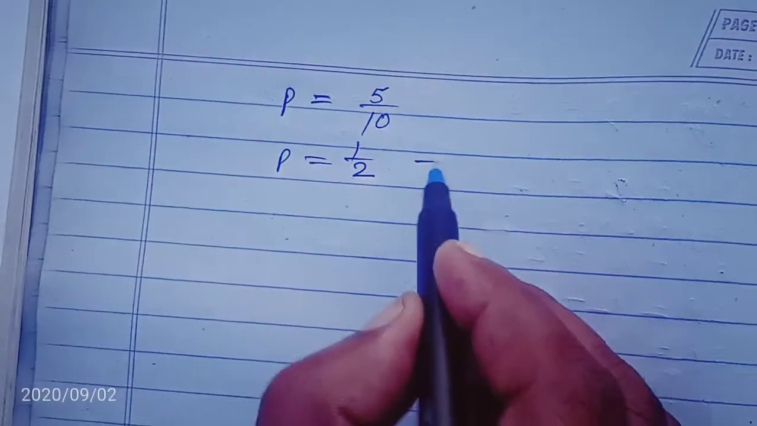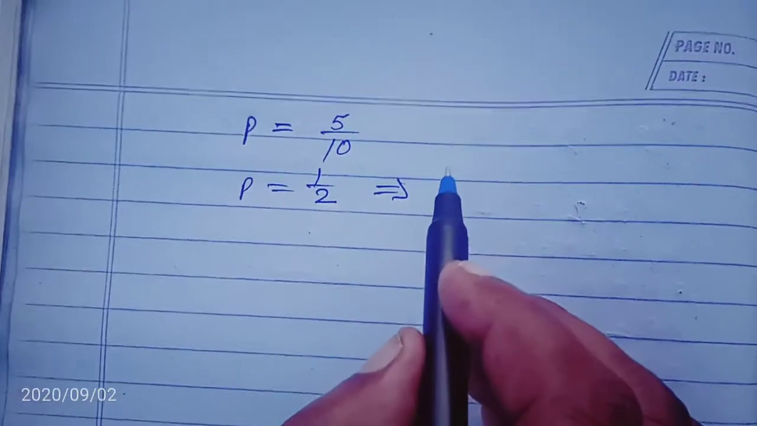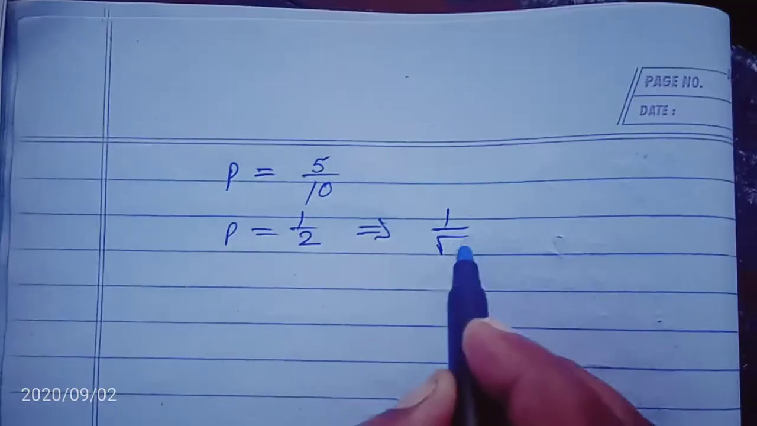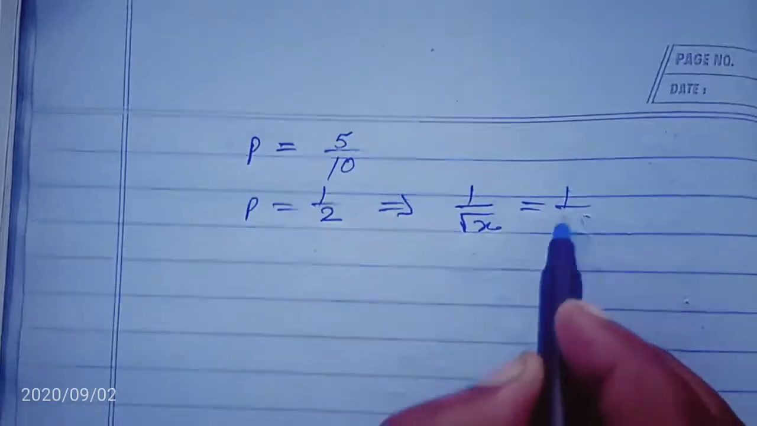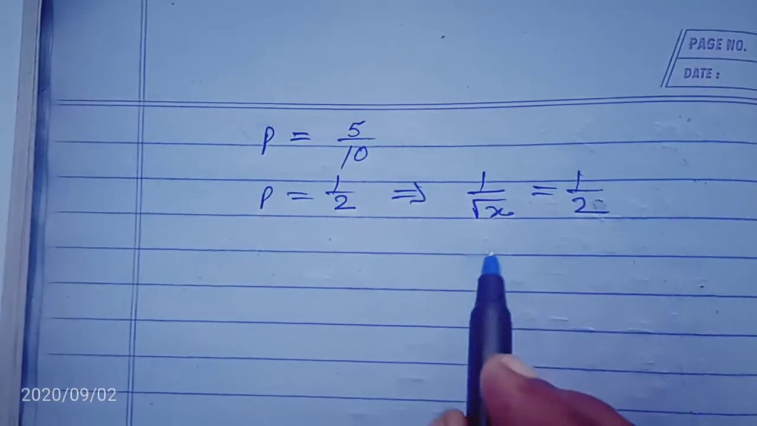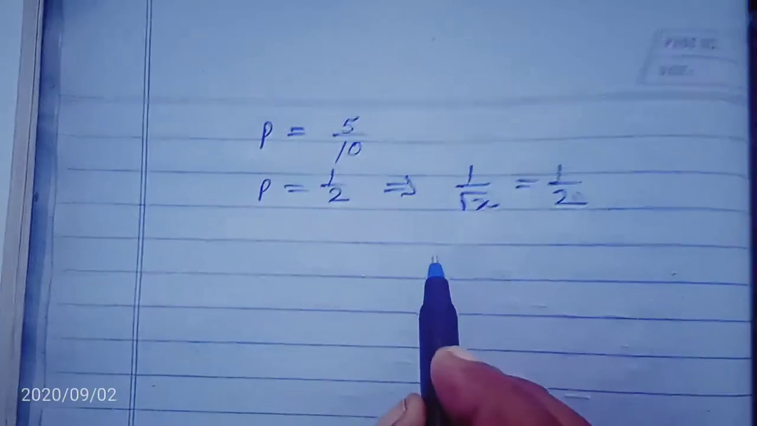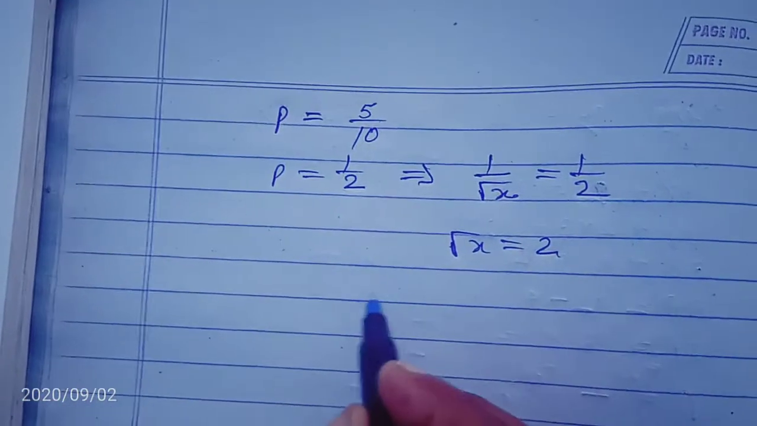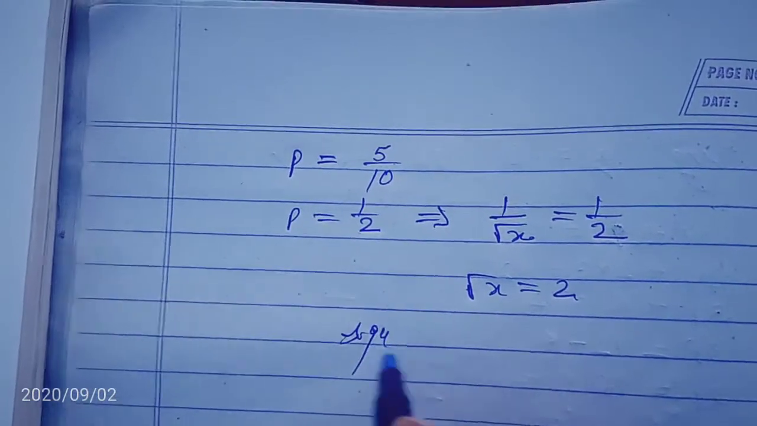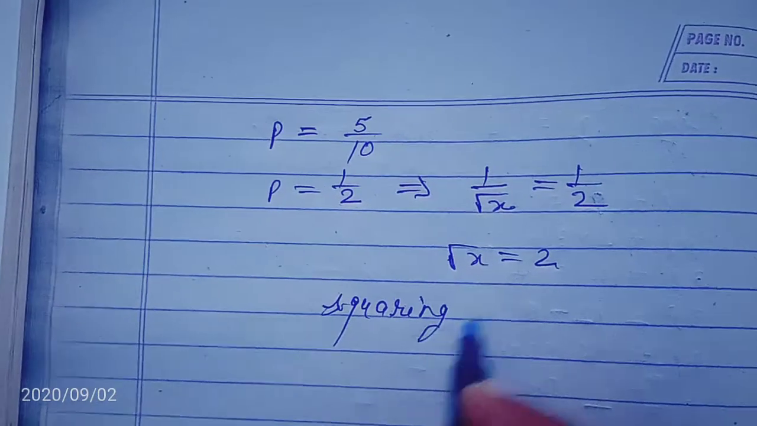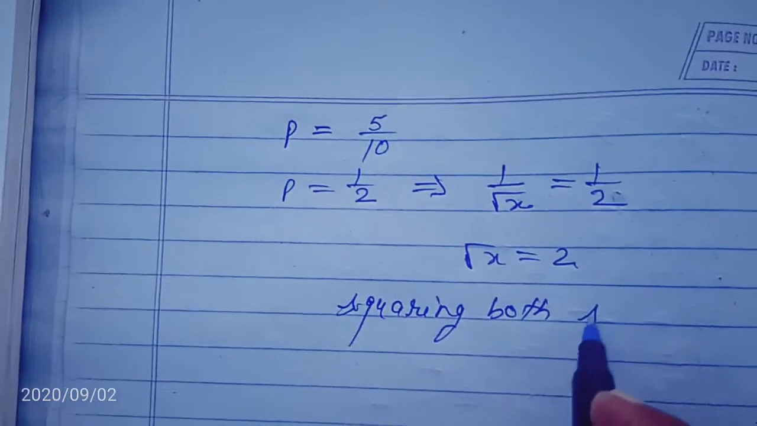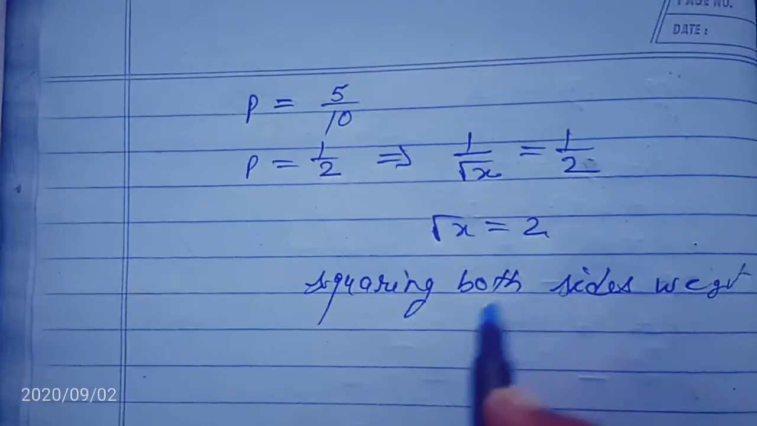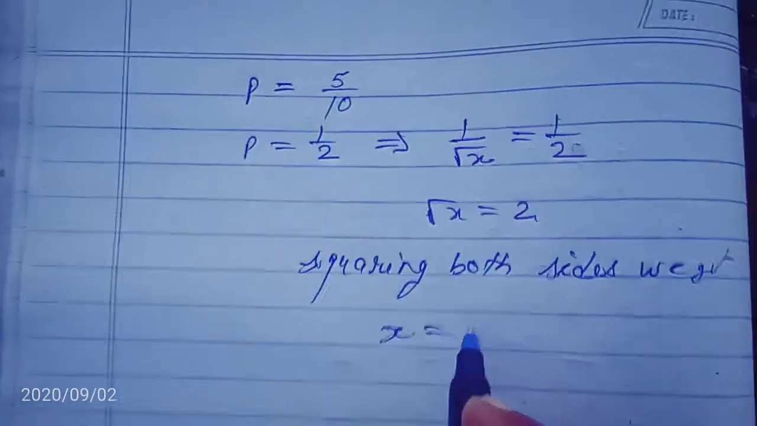And p is equal to 1 by square root x. So 1 by square root x is equal to 1 by 2. It means square root x is equal to 2. Squaring both sides, we get x is equal to 4.